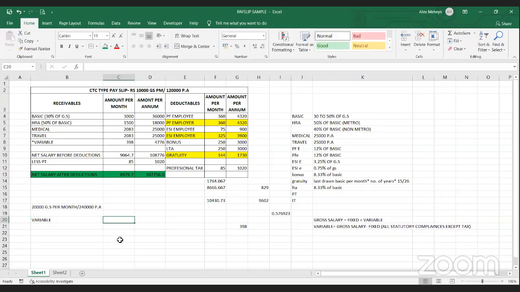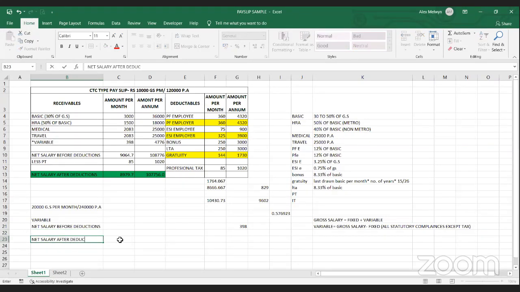Once you're done with the variable pay, you can tell me the net salary before deductions. Then you can tell me the net salary after it, so that everybody is at the same pace, because everybody should get the same amount only. You can keep basic as 30% if you want, or you can try 40% also, whichever it is. No worries. But tell us very clearly what percentage of basic you have taken, so that we get clarity on that. Let's see who completes it first.